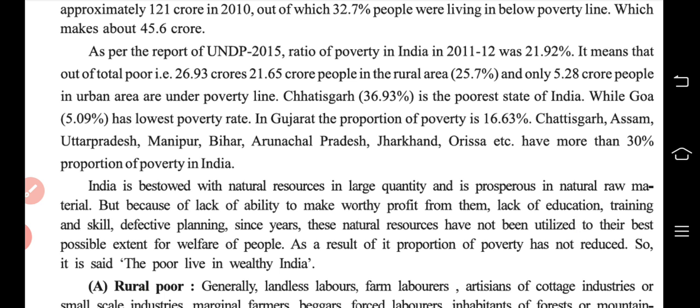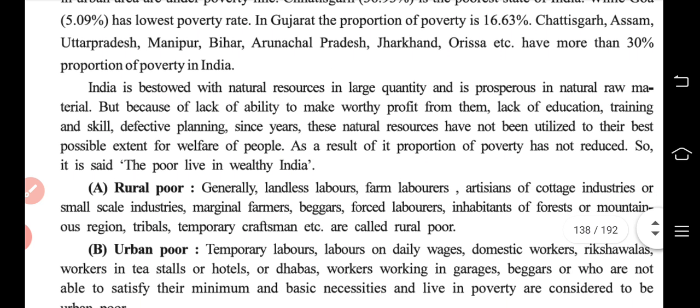India is bestowed with natural resources in large quantity and is prosperous in natural raw materials. Bestowed means we have been blessed by nature, that we have favorable agricultural land. In some areas, Punjab and Haryana, we can get crops in 3 seasons. This is one of the good things which has been given by nature.